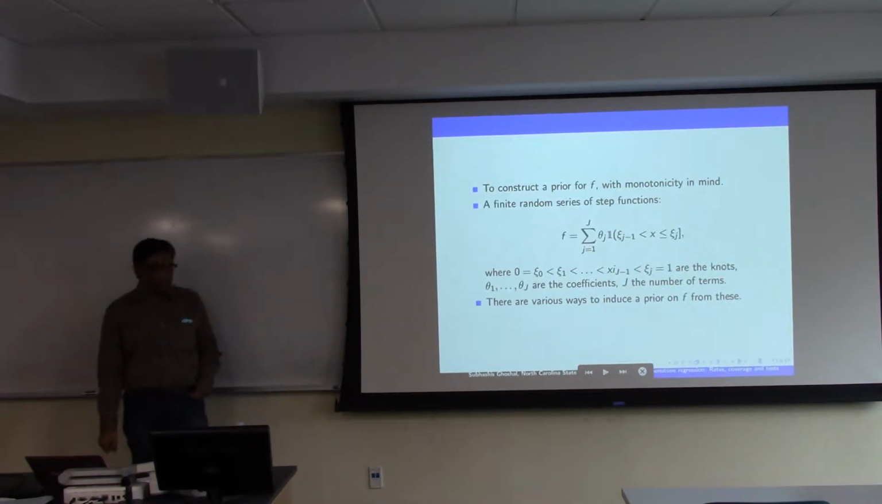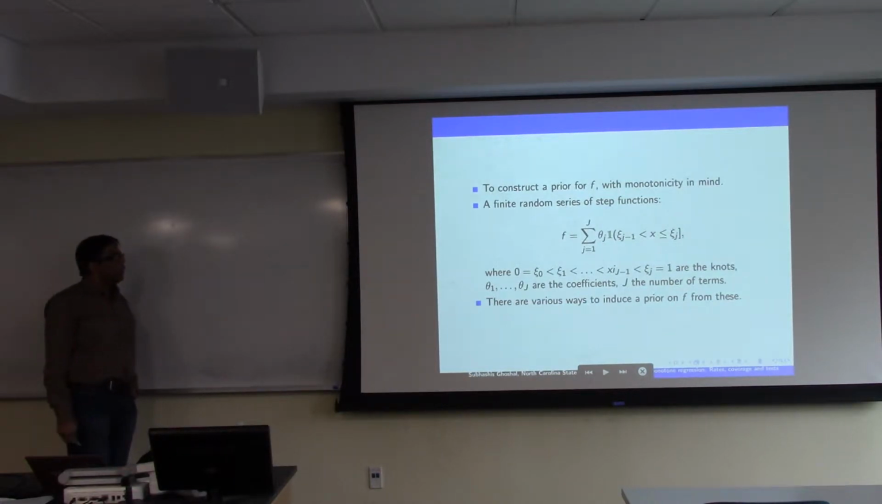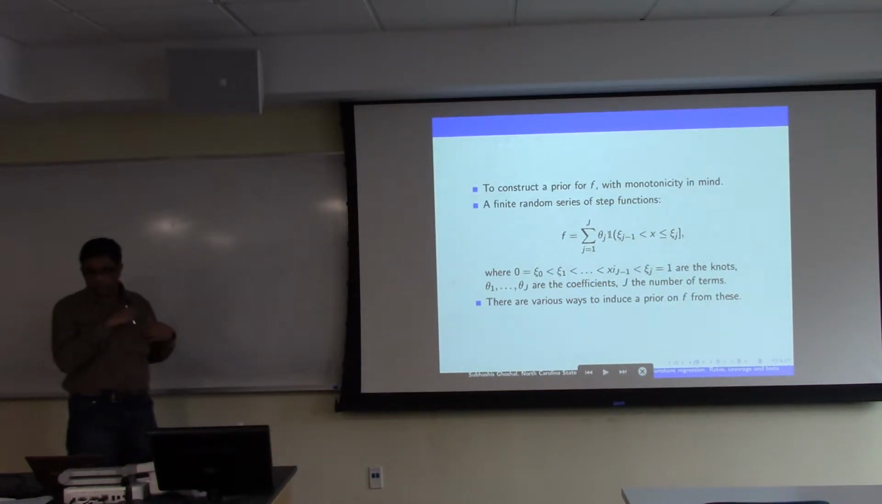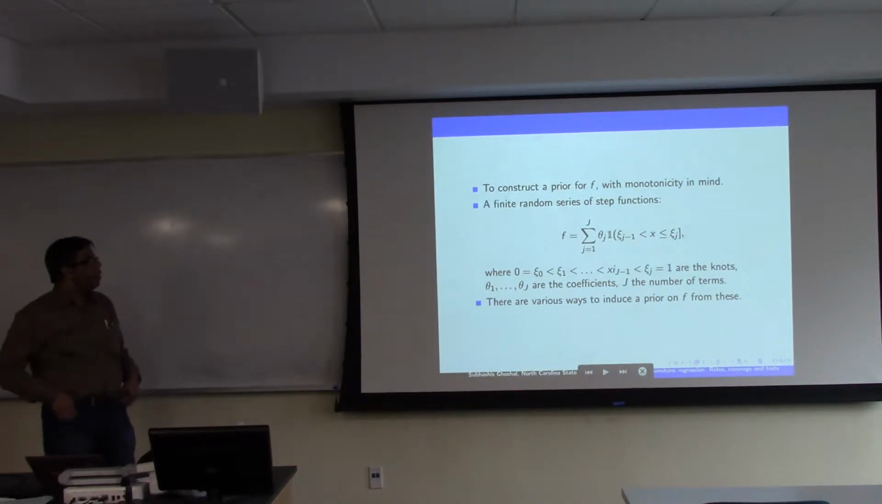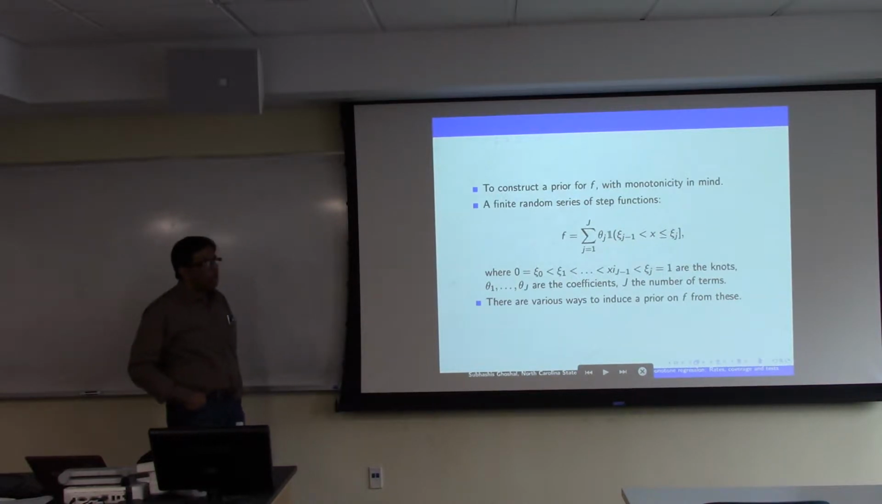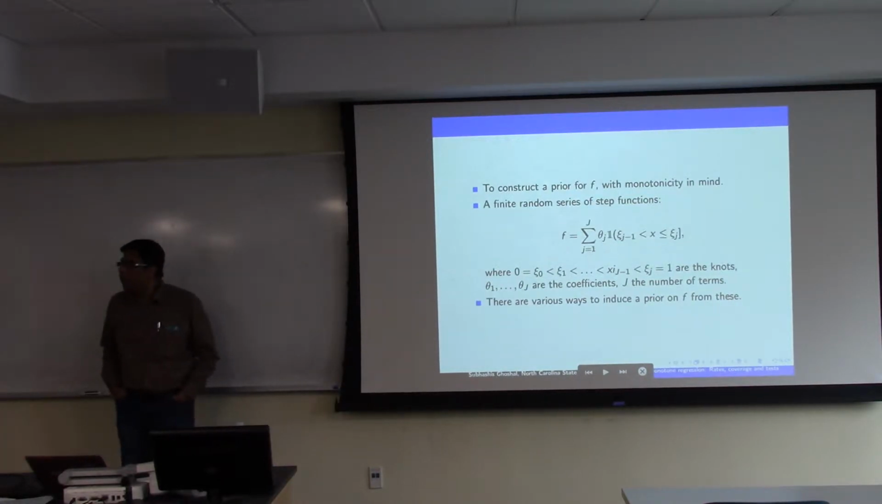Now, how do you construct a prior for this monotone estimation problem? One way of putting a prior is this. This is a special case of the so-called random series, where you have some sort of basis functions, and then you look at linear combinations of these basis elements. In this context, the basis functions are very simple. They are just step functions, and then you take linear combinations, and there are finitely many of them.